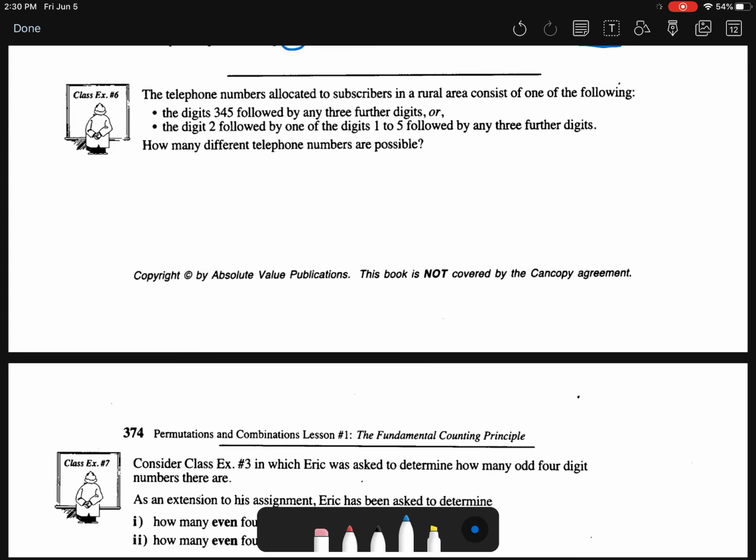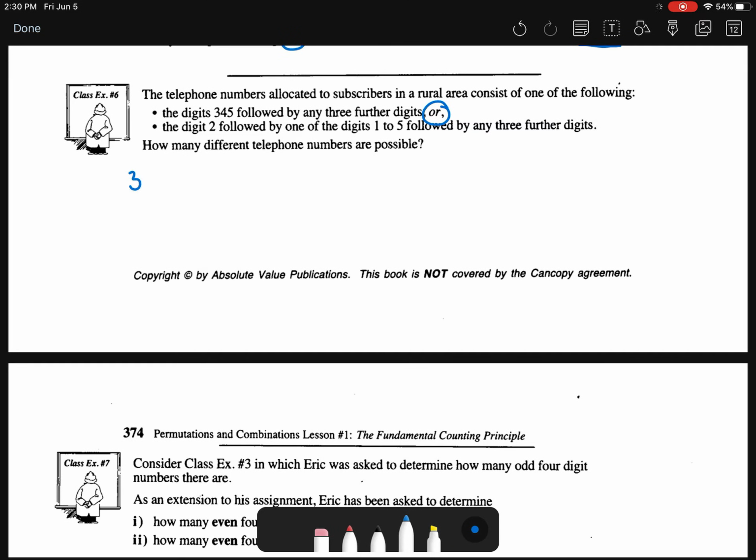Now, the telephone numbers allocated to subscribers in a rural area consist of one of the following. The digits 3, 4, 5, followed by any 3 further digits, or the digit 2 followed by one of the digits 1 to 5 followed by any 3 further digits. Okay, so what you can see here right away is that they have used the word or. So I have 2 scenarios, and obviously I'm going to add them, okay, because of the or.